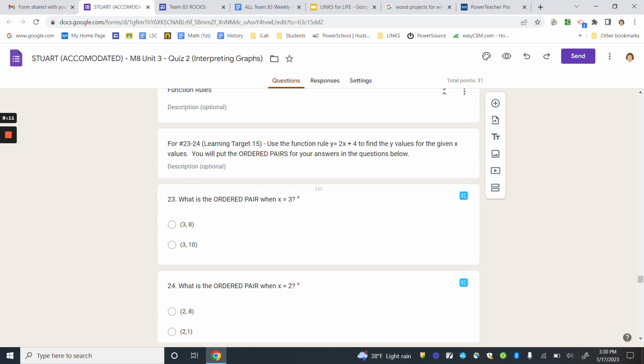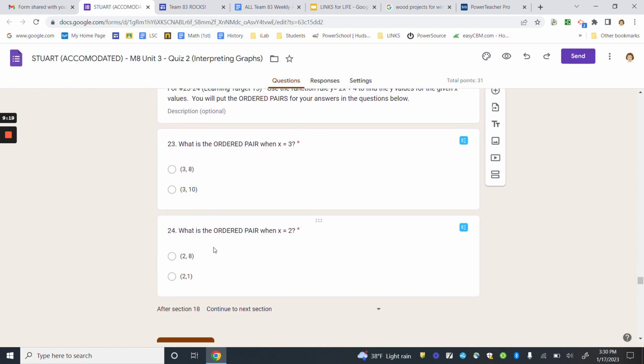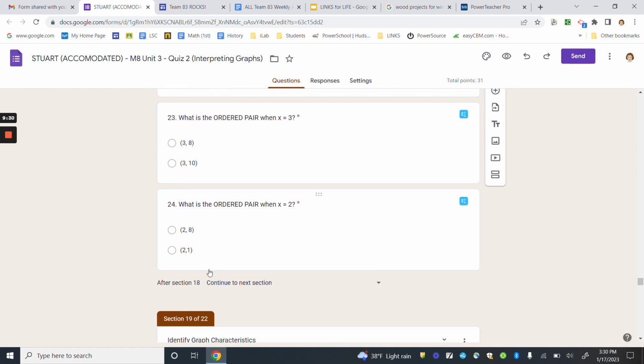What is the ordered pair when x is 3? Is it 3, 8? Is the y 8? Or is the y 10 in 3, 10? Number 24, what do you get when the ordered pair is x is 2? Do you get y as an 8 or y as a 1? So your ordered pair is 2, 8 or 2, 1.